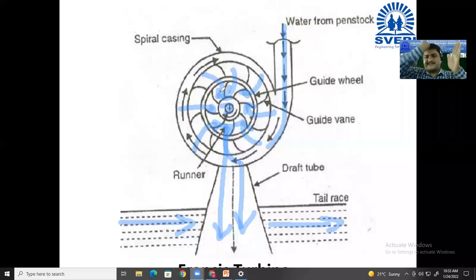After circulating all the water, the remaining water is taken outside from the draft tube and it is sent to the tail race, and from that tail race it is moving to the desired location. Is it understood to you?